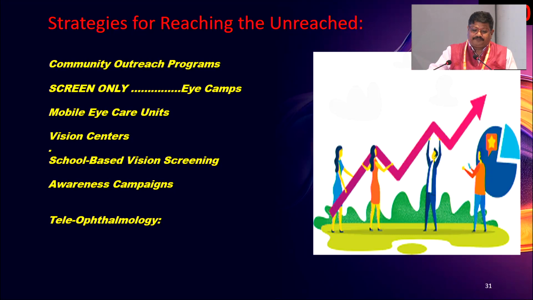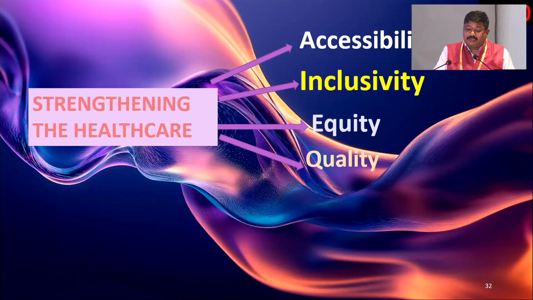To overcome this, we have to have community outreach programs, especially the vision centers, and mobile eye care units. Another point which Dr. Kanshuk has already stressed is school-based vision screening. That is of utmost importance. And of course, awareness camps can be held by the panchayat or local NGOs, and teleophthalmology is again playing a great role. So in strengthening healthcare, we need accessibility, inclusivity, and equity, and all of this has to be given quality, so that our cataract surgical success rate is improved.